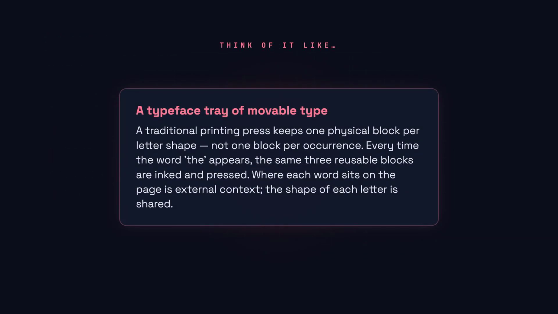Think of old-fashioned movable type printing. The printer has one metal block shaped like the letter A, and reuses that same block everywhere the letter A appears on the page. The shape of the letter is shared. The position on the page is supplied at print time. Flyweight works exactly the same way. One shared object, many usage contexts.